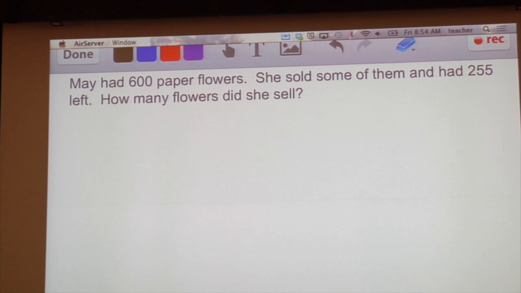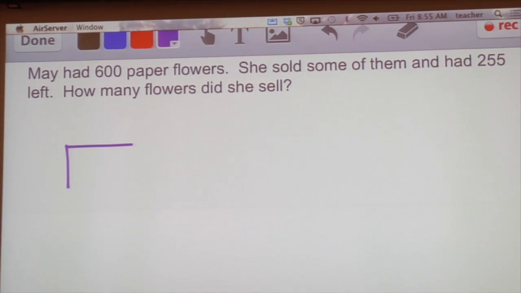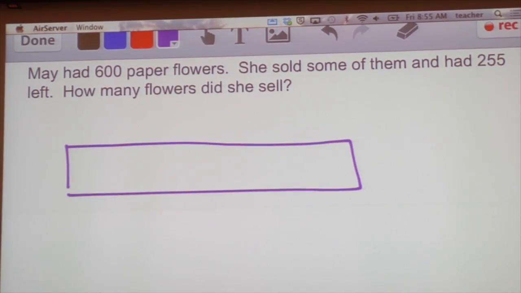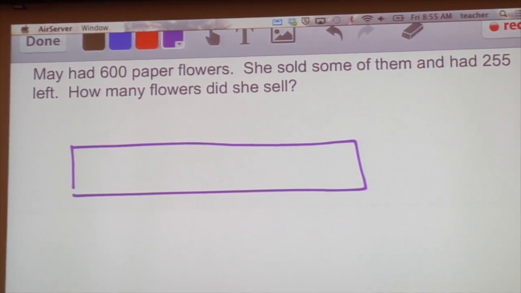Okay, so this is a part-whole problem. We have the whole, we have one of the parts, and we're looking for the other part, which means that we need to start with one bar to show our whole. So I'm going to, that's my bar, right? That's my total. What's the total worth? How much? Great. So I'm going to label that 600.